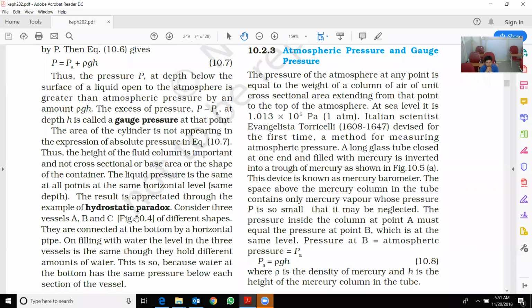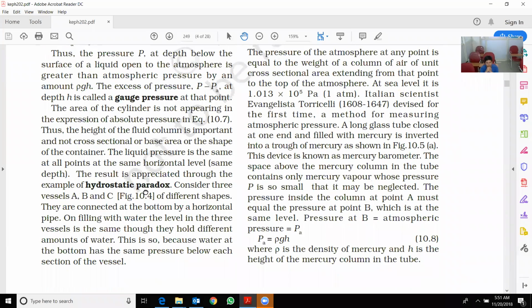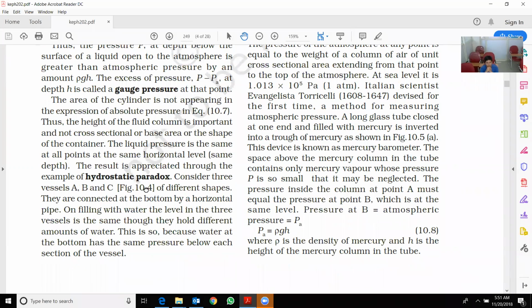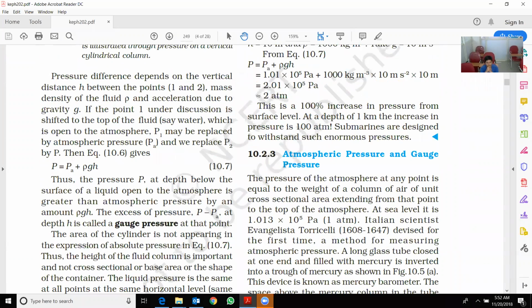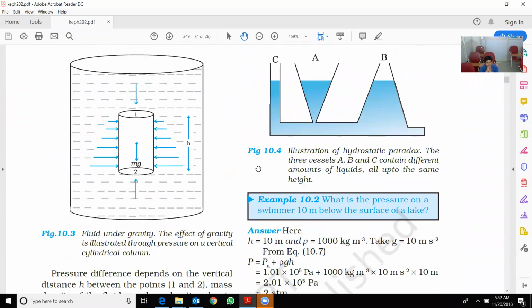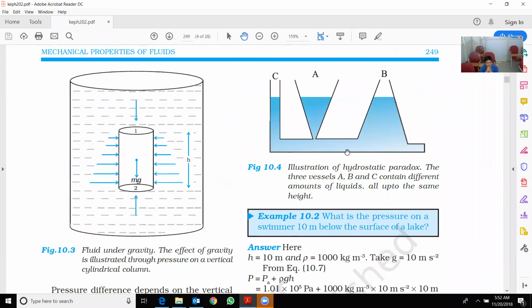Okay, so we were discussing this thing, hydrostatic paradox. What is your understanding of this? Did you read this? You didn't? Okay. So this particular picture that you're seeing here is an explanation of hydrostatic paradox.